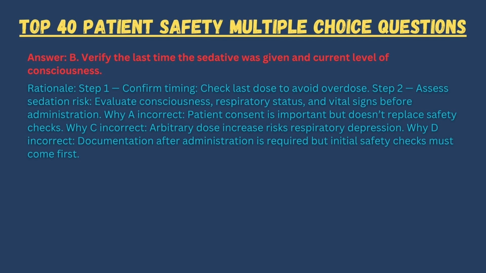Answer. B. Verify the last time the sedative was given and current level of consciousness. Rationale. Step 1. Confirm timing. Check last dose to avoid overdose. Step 2. Assess sedation risk. Evaluate consciousness, respiratory status, and vital signs before administration. Why A. Incorrect. Patient consent is important but doesn't replace safety checks. Why C. Incorrect. Arbitrary dose increase risks respiratory depression. Why D. Incorrect. Documentation after administration is required, but initial safety checks must come first.